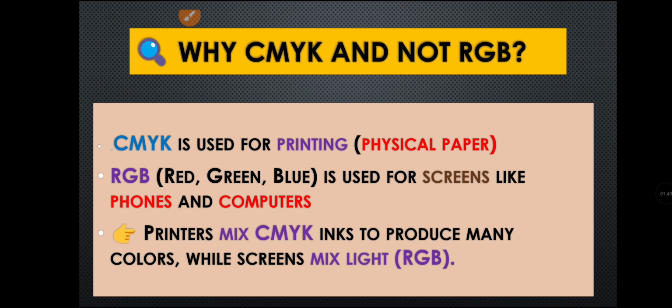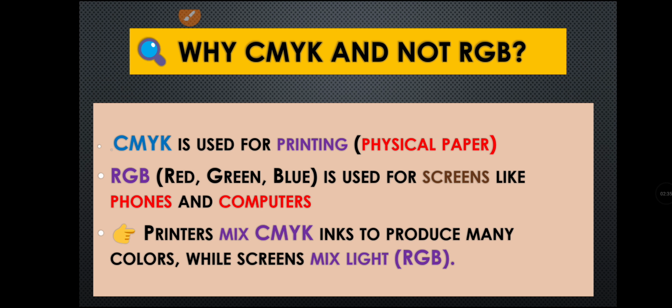Printers mix CMYK inks to produce many colors, while screens mix light, RGB. So to get different colors when printing on paper, we mix CMYK colors in different varieties so that we can give different colors in printing. But on screen we use only RGB, mixing RGB colors to get a number of different colors. That is the difference between CMYK and RGB.